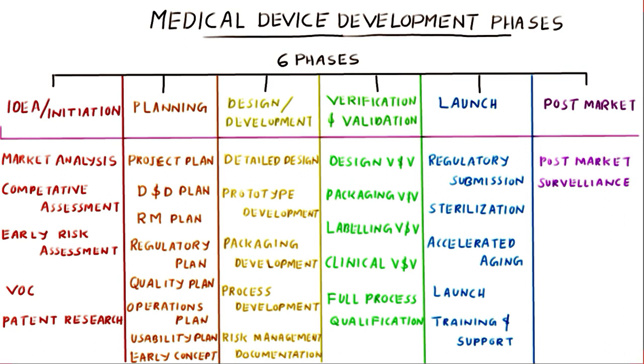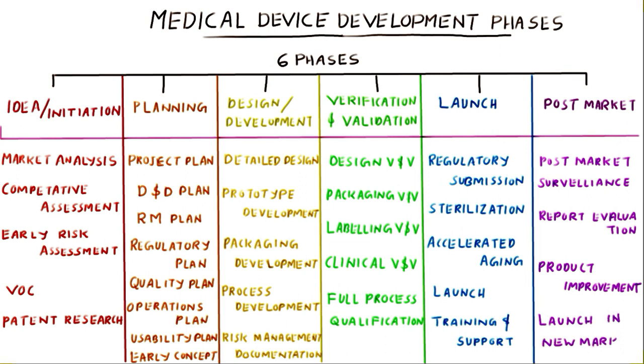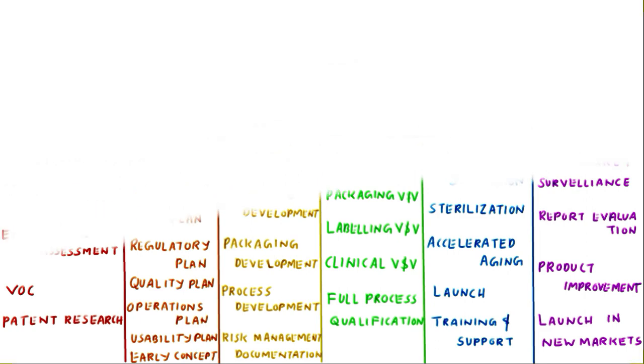Now the last phase, the sixth phase, the post-market phase. Once the medical device has entered the marketplace, it also enters the post-market stage of the life cycle. The activities involved in the post-market phase are post-market surveillance, report evaluation, product improvement, and identification and launching of the product in different new markets. So these are all the highlights of the medical device development phases. Now we'll see the activities in each phase in a little more detail.